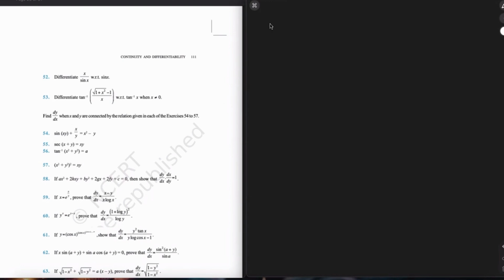So let's see. In question number 56, it has been given to us that tan inverse of x square plus y square is equal to a constant a, right? So what can we do? I can write it like this: x square plus y square is equal to tan a. Simple.